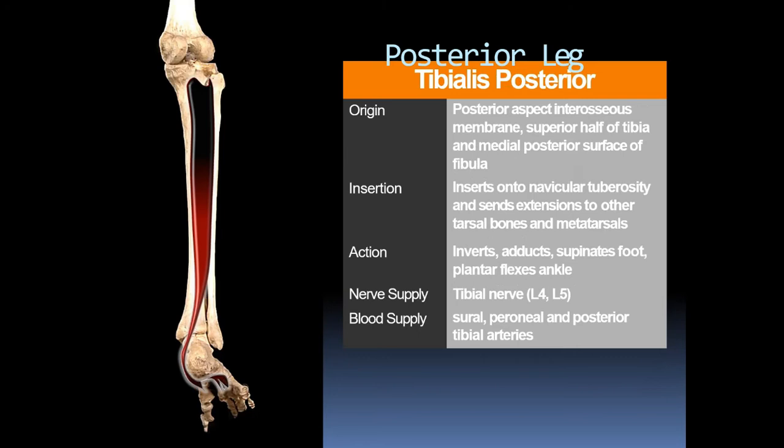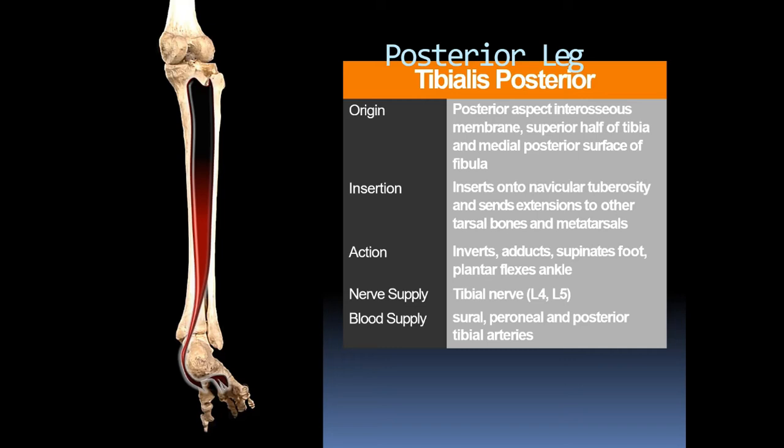Tibialis posterior muscle takes origin from the posterior aspect of the interosseous membrane, superior half of tibia and medial posterior surface of fibula. It has its insertion onto navicular tuberosity and sends extensions to other tarsal bones and metatarsals. Its action is it inverts, adducts, supinates foot and plantar flexes ankle.